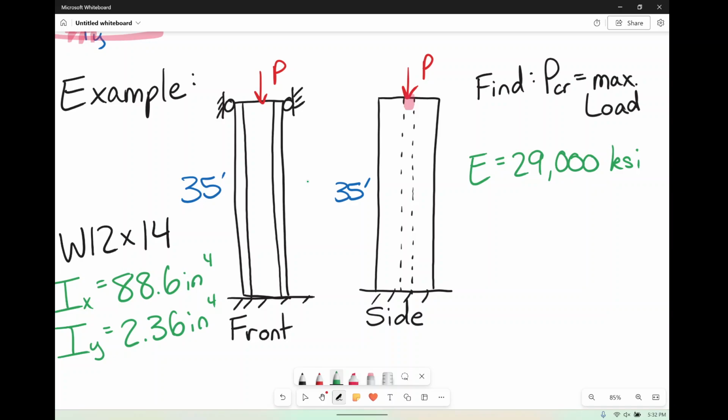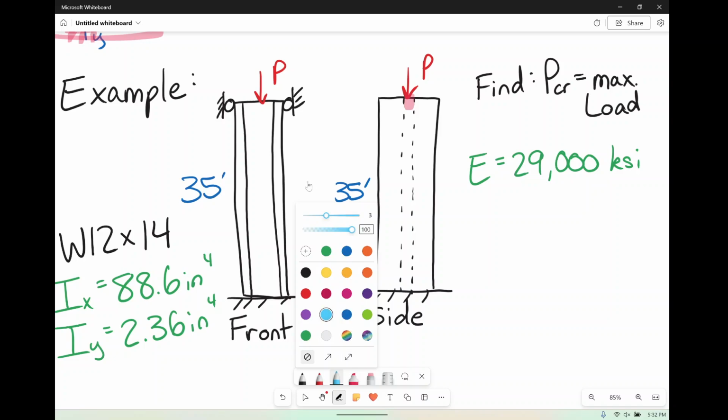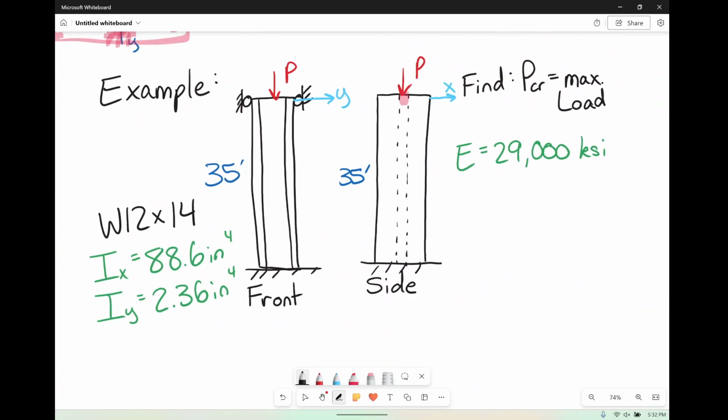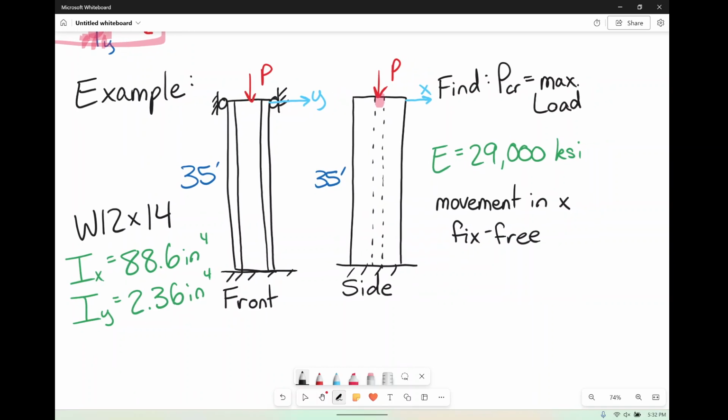They didn't really draw it, but again, we can kind of draw it. And let's say that this was movement direction. This is the y. As far as movement direction goes this way, this is x. So let's talk first about movement in x. So movement in the x, what do we have here? Are we restrained? Well, it's fixed, free. So fixed free here, we're going to have k is equal to 2.0.